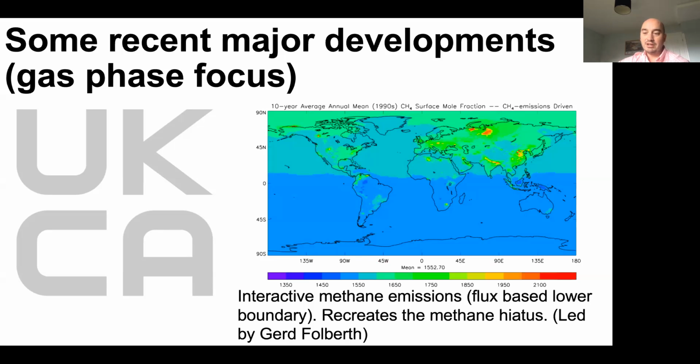So you could argue those are some of the bad points. What about some of the more good points? So there's been a really amazing development of having interactive methane emissions, so flux-based lower boundary conditions, to effectively have fully interactive methane in UKESM1, UKCA. And this work has been led by Gerd Folberth at the Met Office. And one of the really outstanding features of this capability is the ability to recreate the methane hiatus during the 2000s. So I think watch this space for some really interesting results that come out of that work.